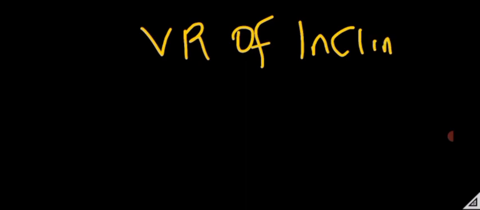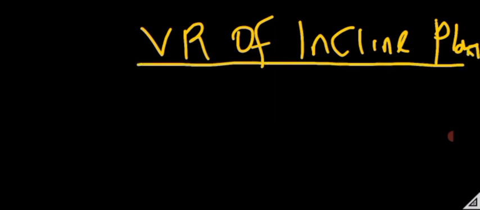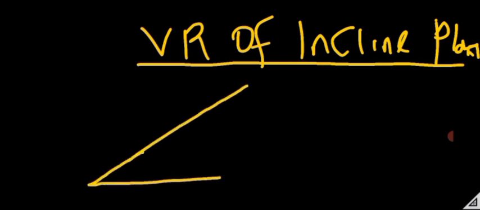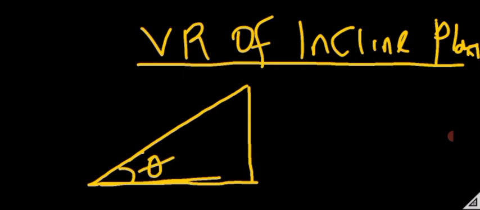Velocity ratio of an inclined plane. Okay, now the velocity ratio of an inclined plane, let us draw a diagram of how an inclined plane looks like. This is the slant height, this is the horizontal axis, and this is the vertical axis. Right? Now you should know that at this point there is an angle. There is an angle to the horizontal.